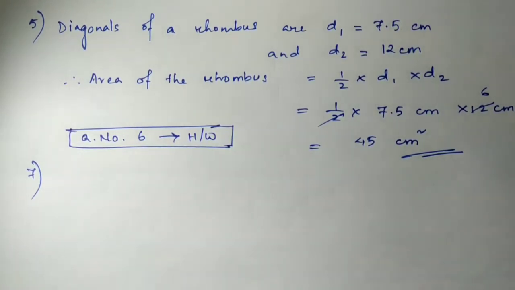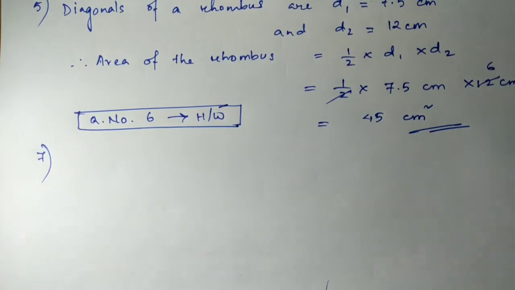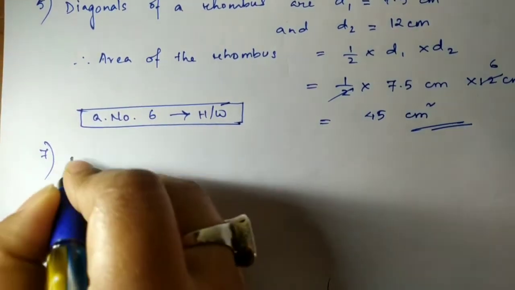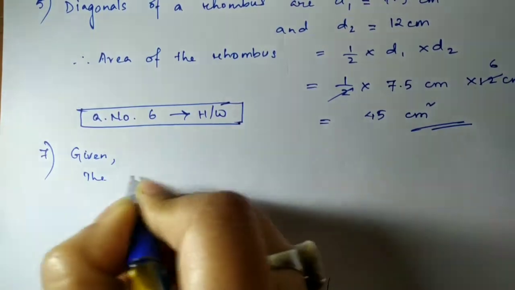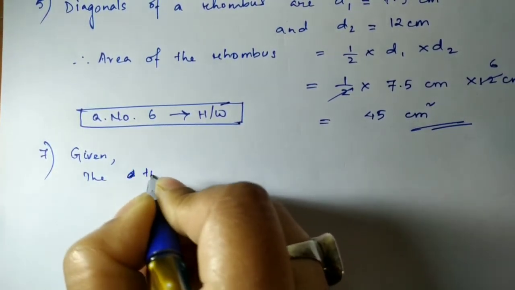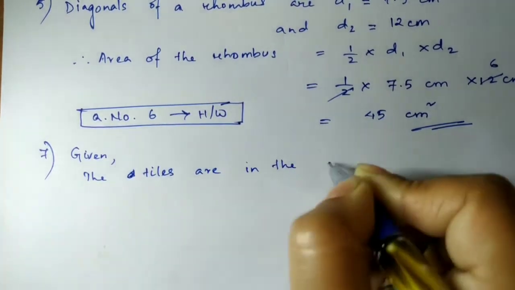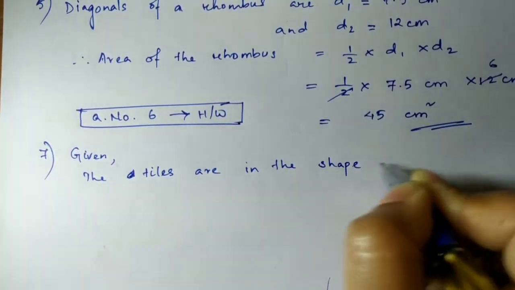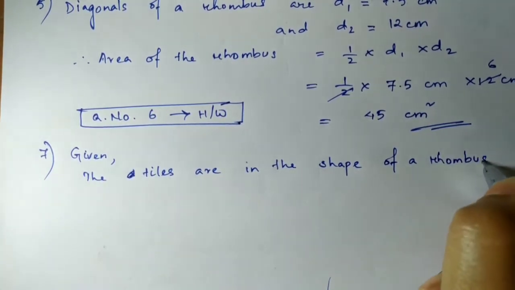Find the total cost of polishing the floor if the cost is rupees 4 per meter square. So first of all, what is given? Given: the tiles are in the shape of a rhombus. Okay, that is the first given condition.